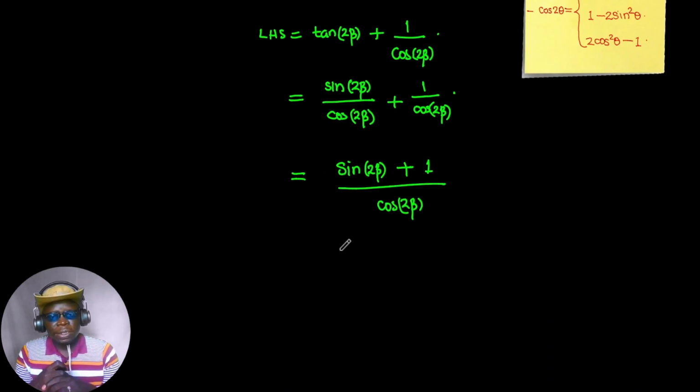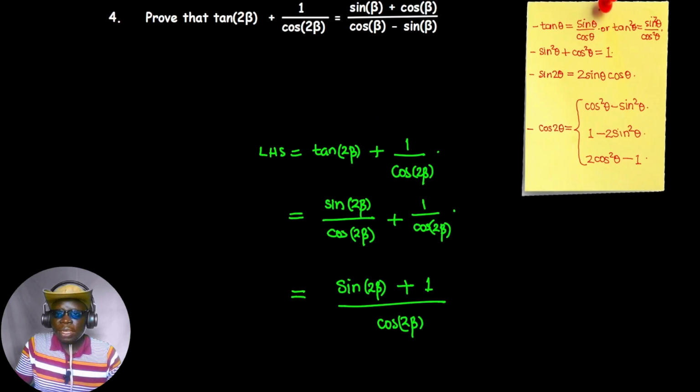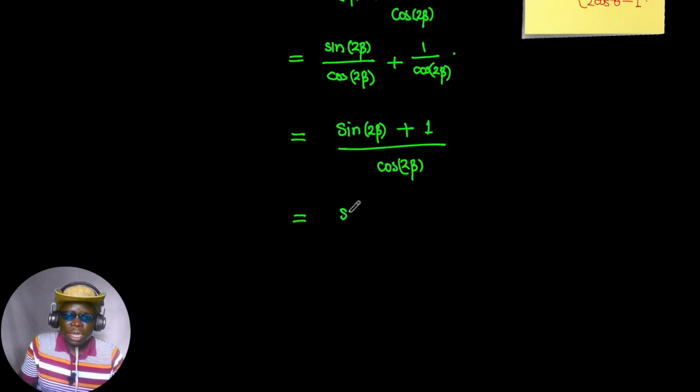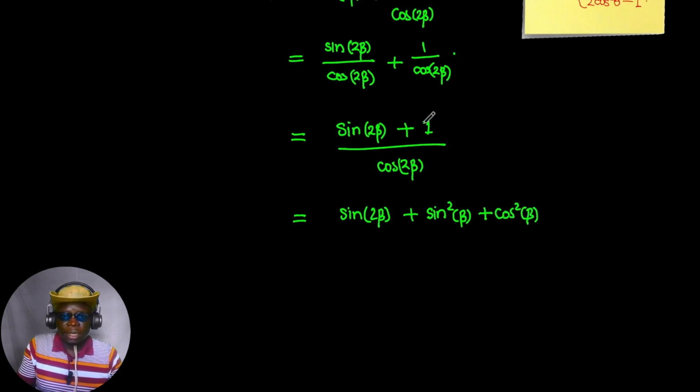Now from here, somebody will start wondering what can I do next. When we look at our identity from grade 11 again, which is this one here, we realize that 1 is the same as the sum of sine squared and cos squared. So let's go ahead and replace 1 with this exact expression here, and we'll see how it goes. So with all this said, let's implement what I've just mentioned in our work. So sine of twice beta plus, instead of 1, we say sine squared beta plus cos squared beta.